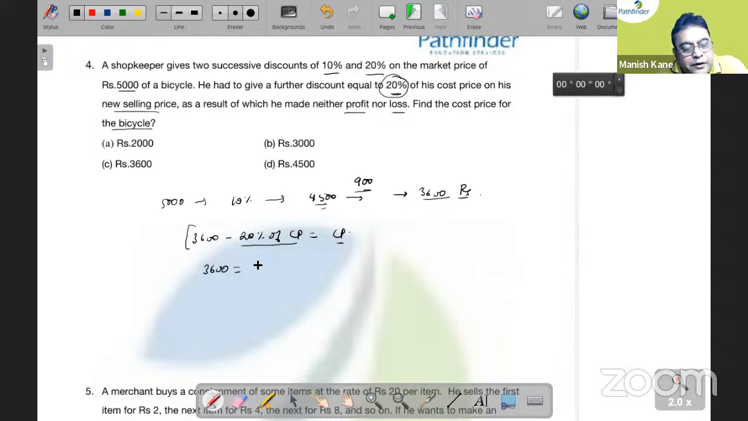So 3,600 must be equal to CP plus 20% of his CP, which is 1.2 times CP. So the cost price is 3,600 upon 1.2, that is 3,000 rupees, which is your answer.